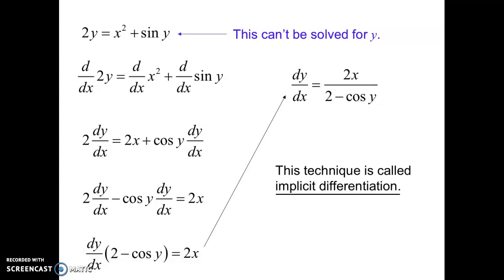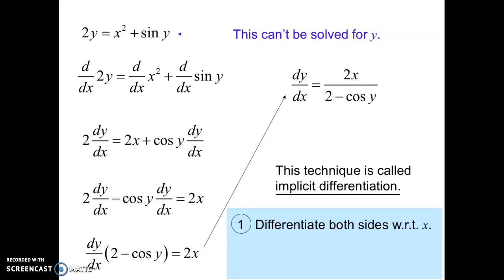So this technique is called implicit differentiation because the function that we're starting with right here is a function that cannot be solved for y. So therefore it is called an implicit function as opposed to an explicit function where you can get it as a y equals.